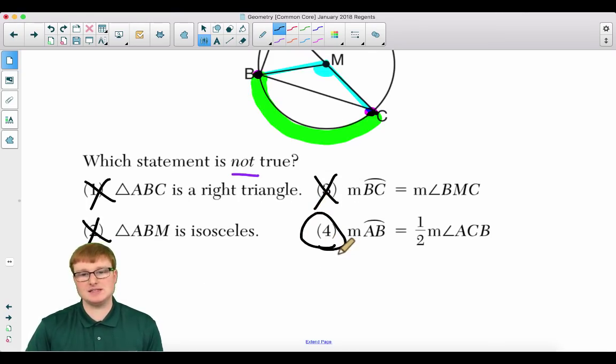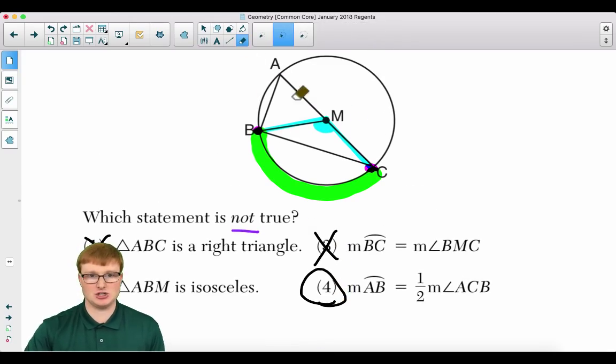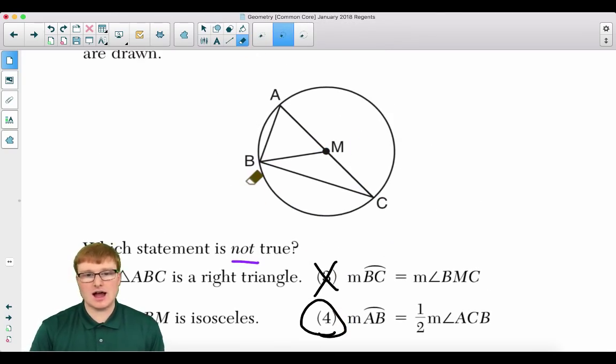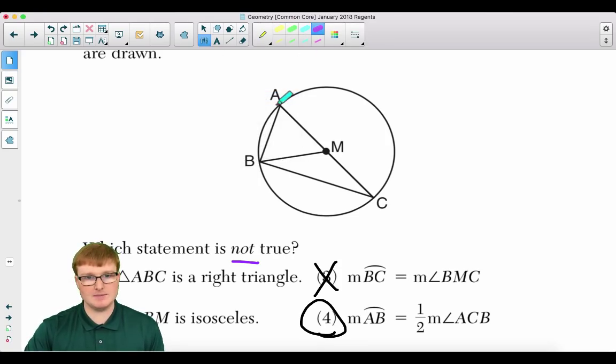Your answer is choice 4. The measure of arc AB is equal to 1/2 the measure of angle ACB. Let's go ahead and verify that information, shall we? So I have the measure of arc AB, like that. And it's saying that this arc is 1/2 the measure of angle ACB. So we're looking at this angle over here.